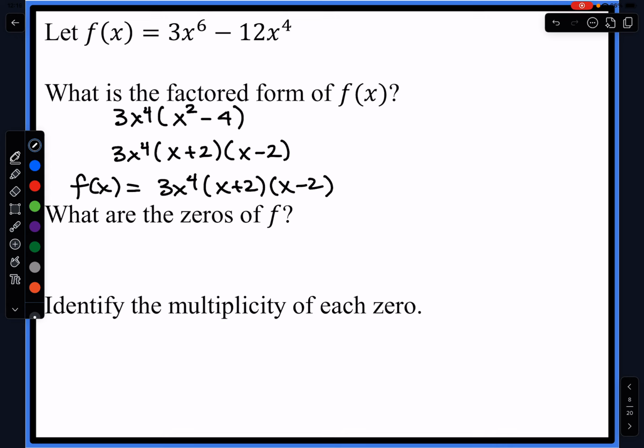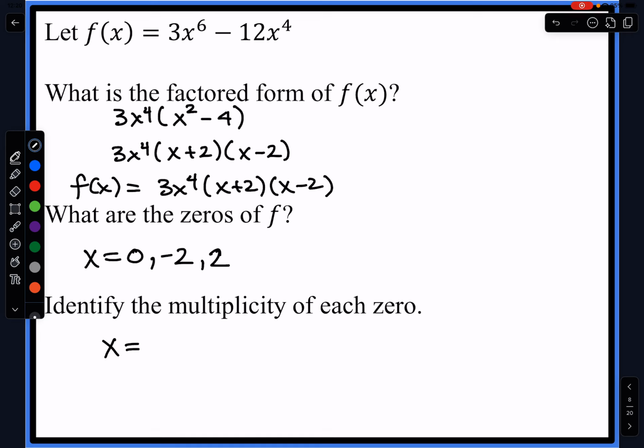Let's now identify the zeros. Well, the zeros for this, we're going to cross the x-axis at 0 because of this factor right here. This is not in parentheses because technically this is x minus 0. So we need a 0 right there. x plus 2 means we need a negative 2 to make that factor equal to 0. And x minus 2 means we need a positive 2 to make that factor equal to 0.